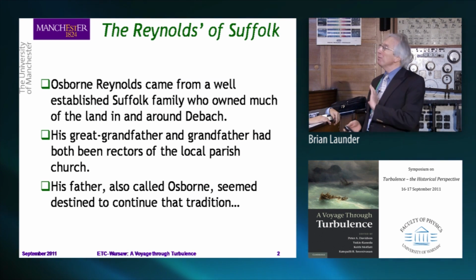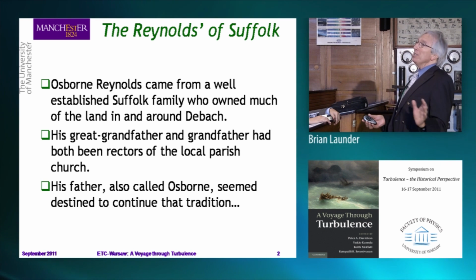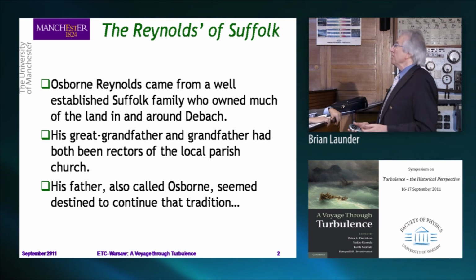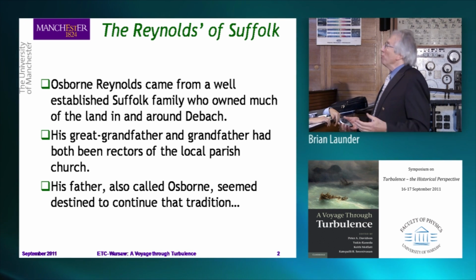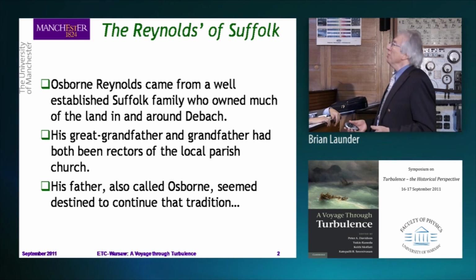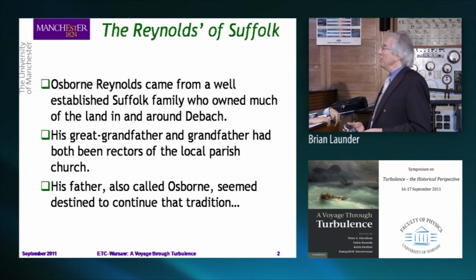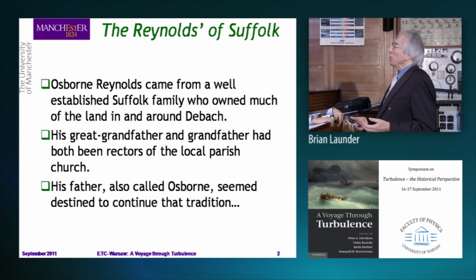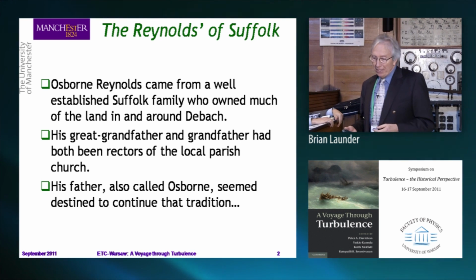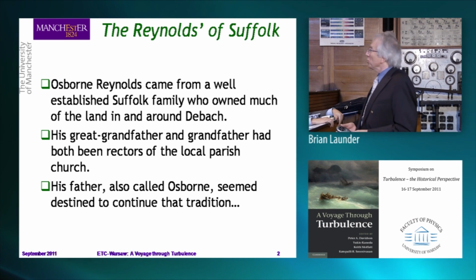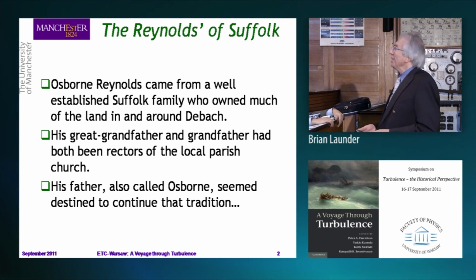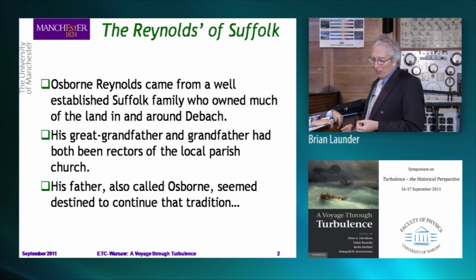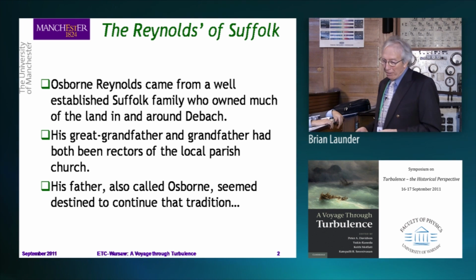It means, however, that I've got to provide a little bit of background. Where did Osborne Reynolds come from? Did he emerge from the slums? No, he didn't. His family were a very well-established landowning family from a small village in Suffolk called Debach. They owned some 500 acres of land there, and beginning with Osborne Reynolds' great-grandfather, they provided a succession of rectors of the local parish church.